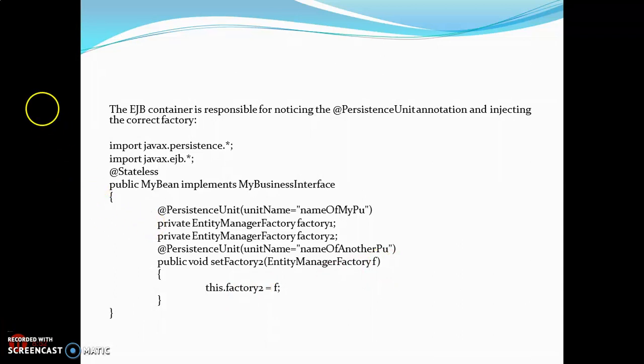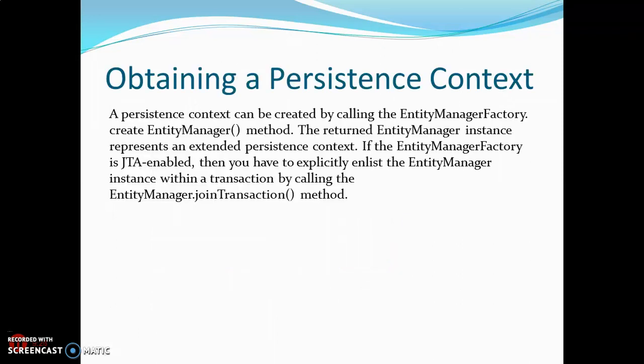Then here we are using a stateless session bean to work with this. So we are creating @PersistenceUnit, where the name will be the JNDI name we have given. We are creating two variables of EntityManagerFactory, factory1 and factory2, and we set factory2 with the EntityManagerFactory, this.factory2 = f. So we are assigning the entity manager to the entity we have mentioned inside the JNDI. Then we need to get even the persistence context. It can be done by using the joinTransaction method by using a JTA-enabled EntityManagerFactory.